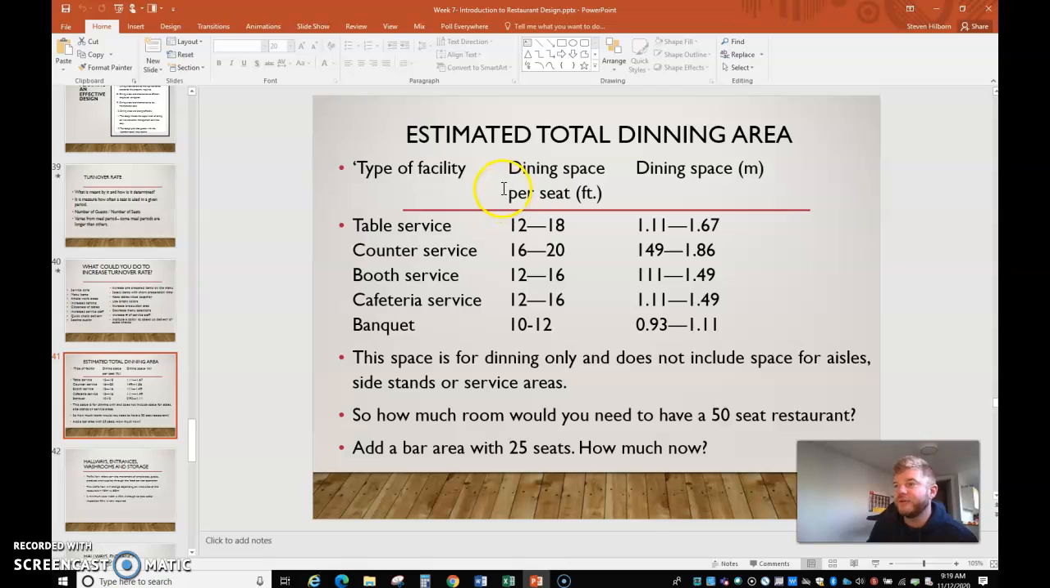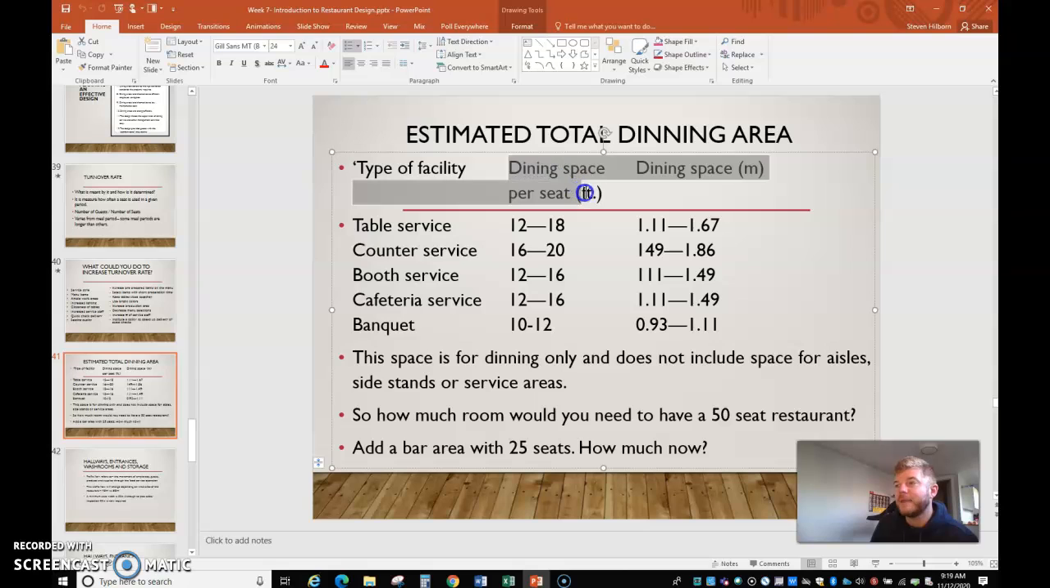This one here is a slide just to give you an idea of some of the different styles of service: table service, counter service, which is bar service, booth, cafeteria style, and banquet. They'll tell you how much space per seat you need. So 12 to 18 square feet is essentially what you would need, or 16 to 20 square feet. It gives you an idea of your range.